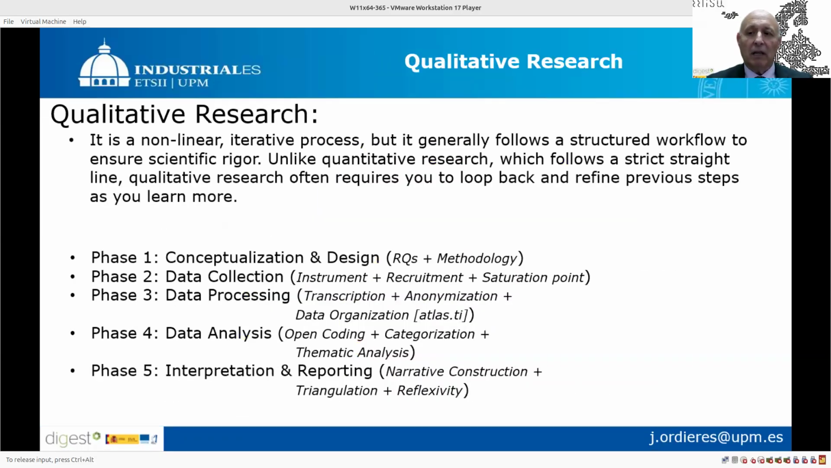Okay, the next topic, as we are approaching the end, was qualitative research. As a whole, not just the conceptualization of the research and the literature review, the whole qualitative research normally goes in 5 phases as presented here. The first one is conceptualization and design. That is what we discussed earlier related to ideation, literature review, and method design.